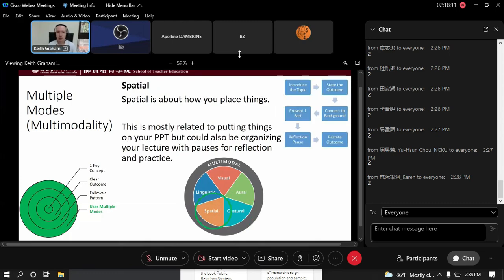The final is spatial. And spatial is about how you place things. Generally, this is a design concept, so how you're going to place things in a space. But we can think about spatial for the concept of making videos or presenting things to people. It can be about how we organize our PowerPoint, and it can also be about how we organize our lecture, pauses for reflection, like I've talked about earlier. How do we space the information out so that students understand? So that's how we can use spatial in teaching.